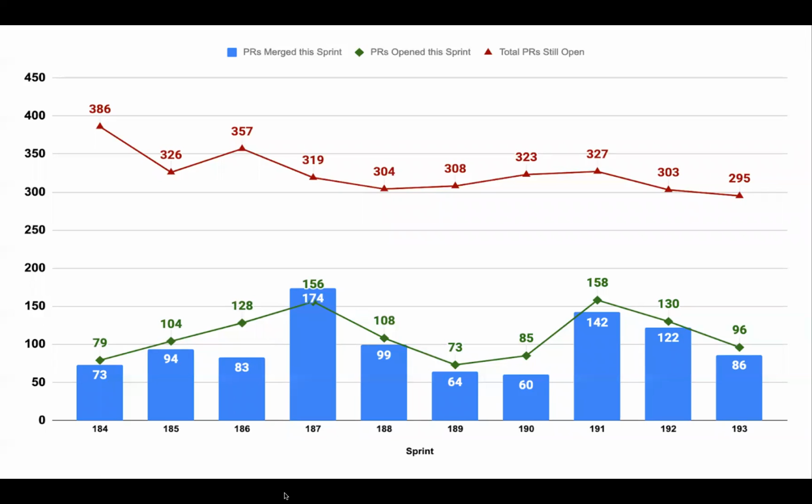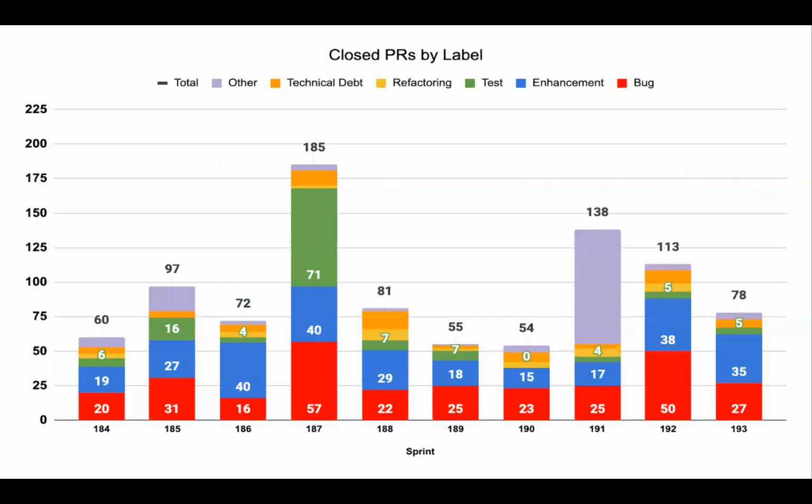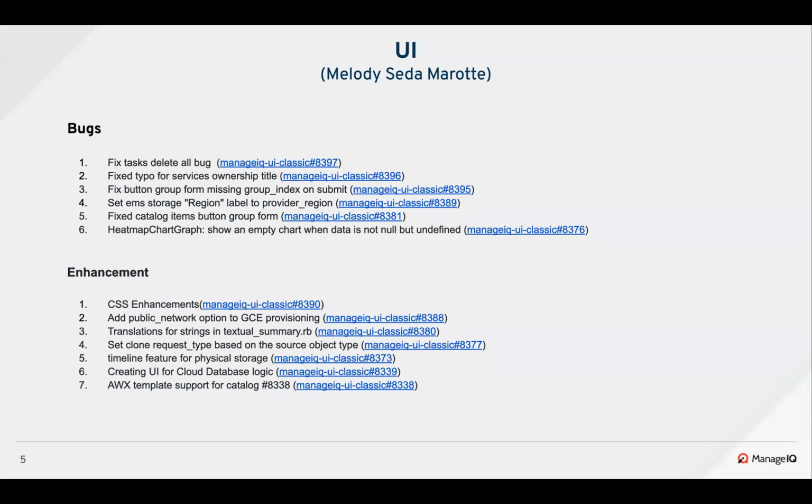This sprint, we had 86 PRs merged with 96 open. It was a pretty typical sprint. And as you can see, there were a lot of bug fixes, but also a lot of features coming in. We're starting to lock down the Oparin release as far as features go, and then we'll be focusing on bug fixes after this. And over to Melody with the UI.